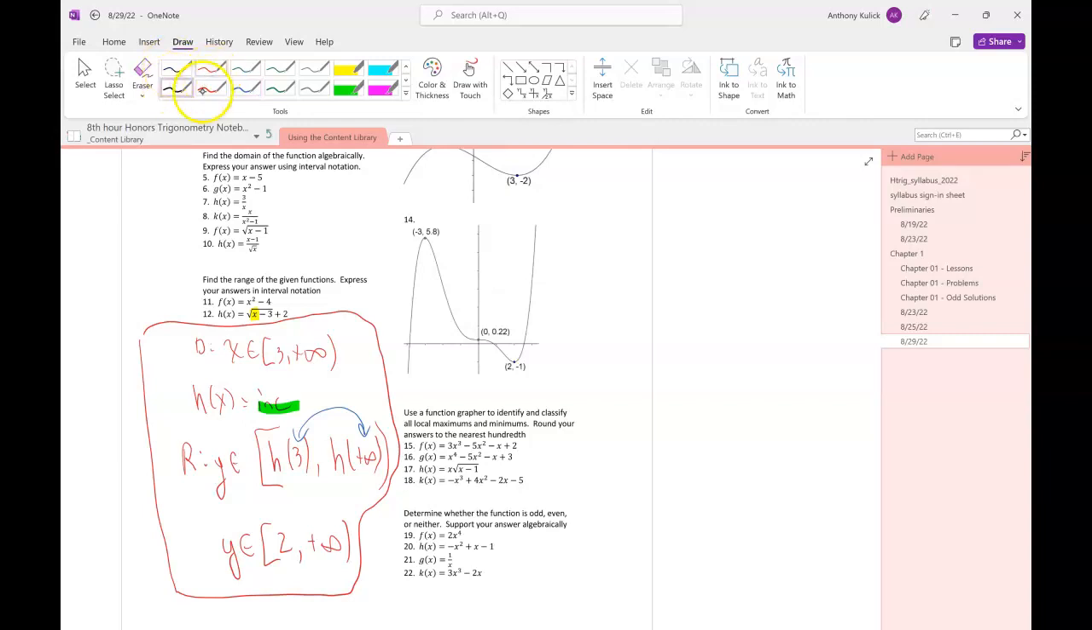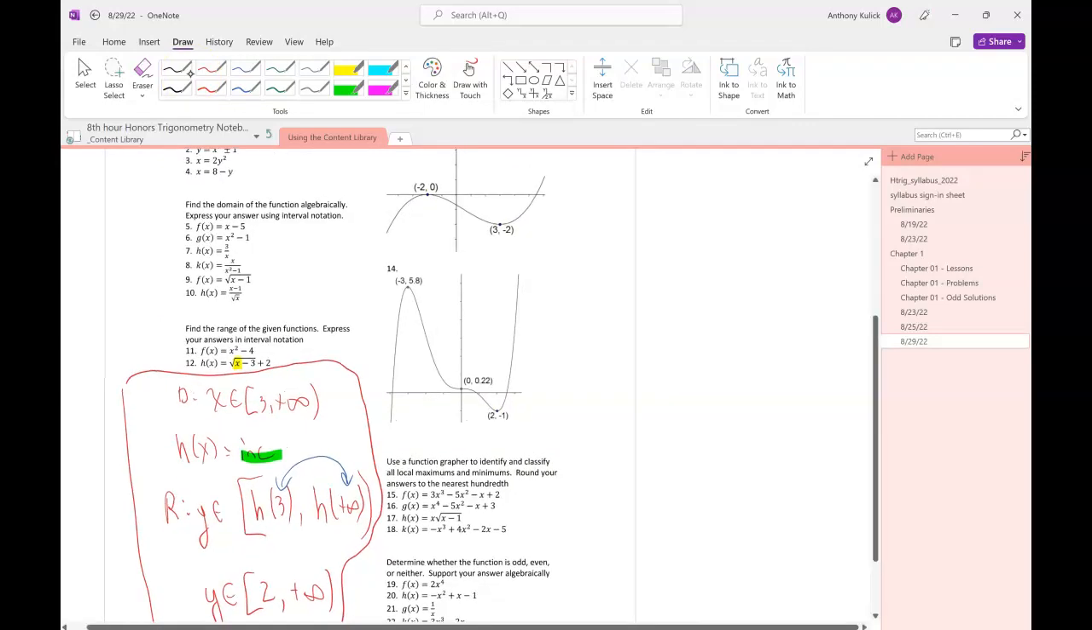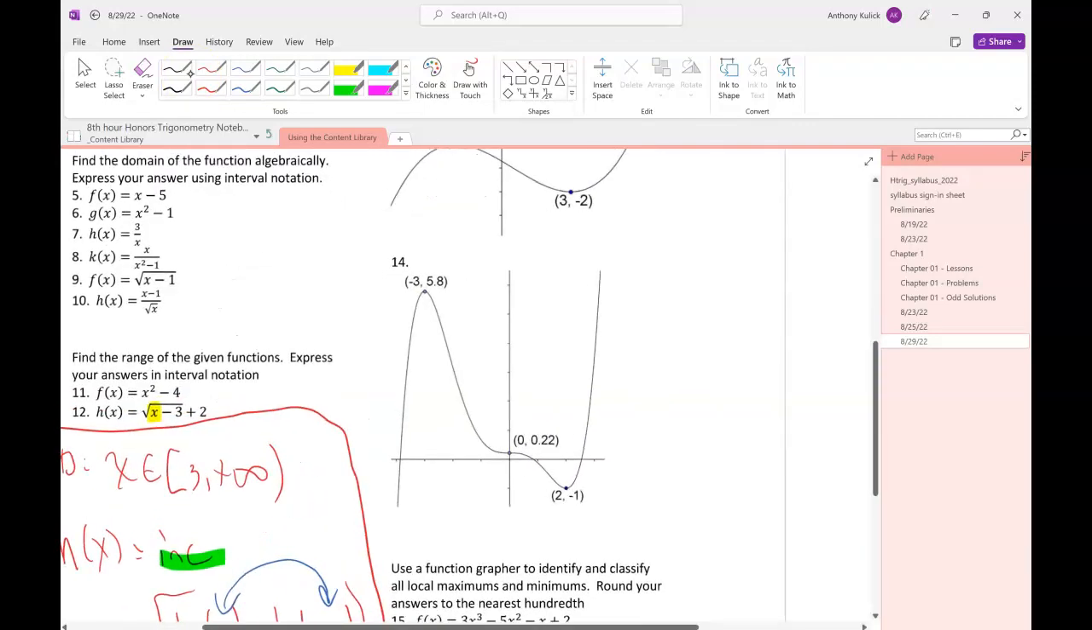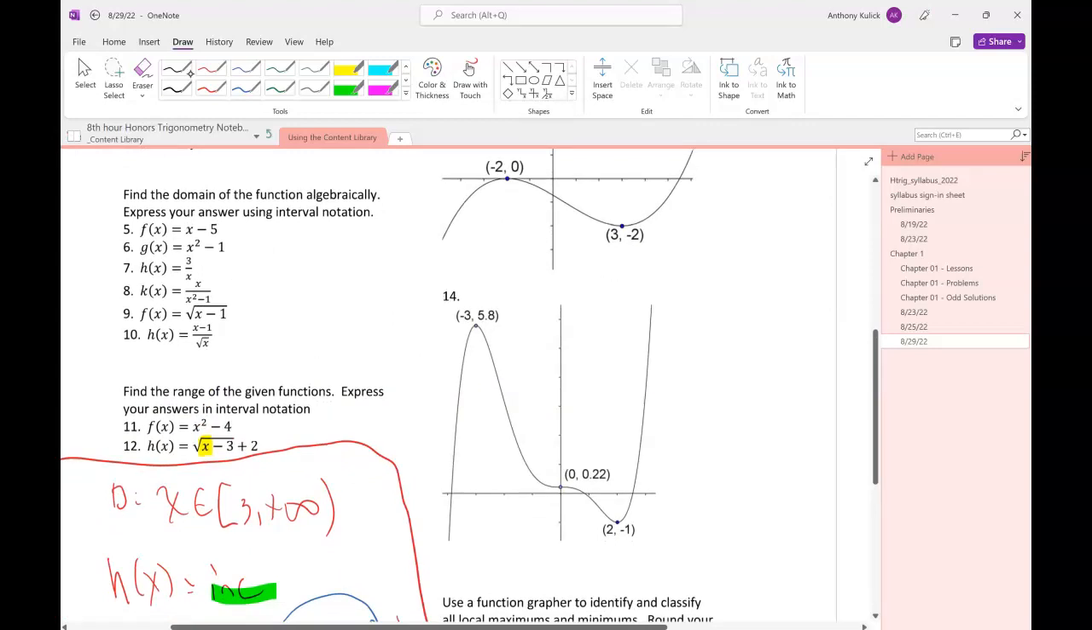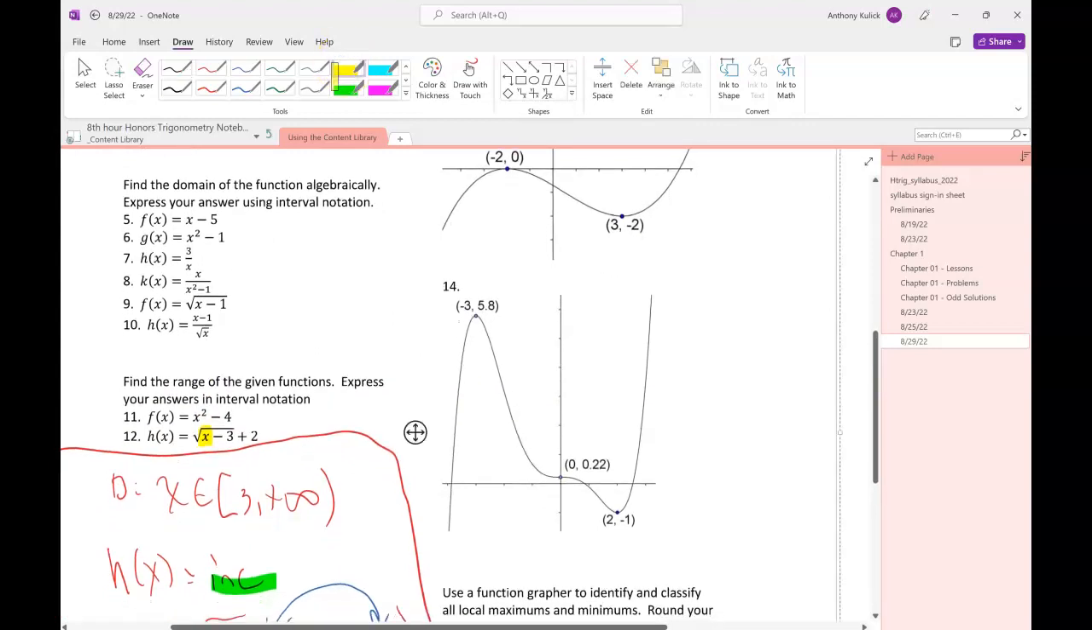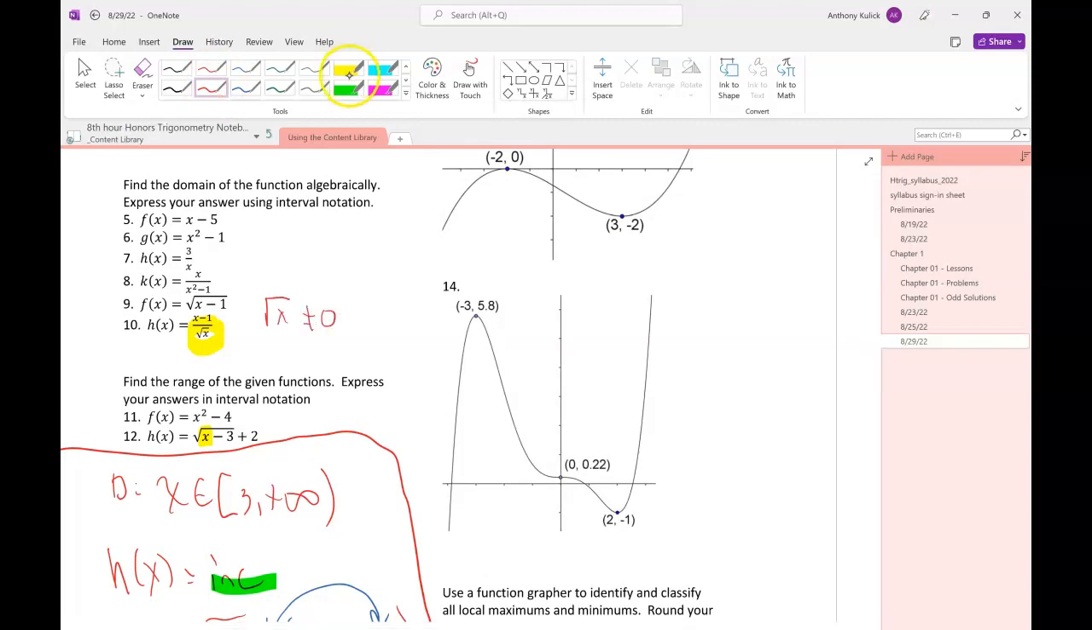So there are a couple in front of you. Tessa, I think you had your hand up. Number 10? Yeah, sure. So we're looking at the domain for 10. I notice that I have a denominator, so I know that that can't be 0. And I also have stuff under a square root, so I know that that has to be greater than or equal to 0. You agree with that?